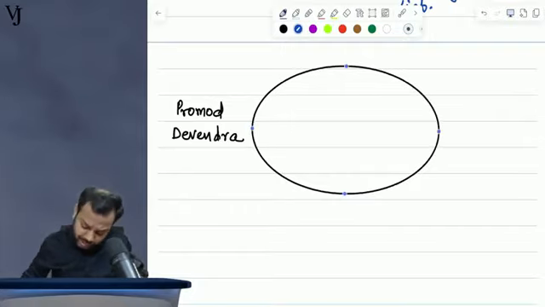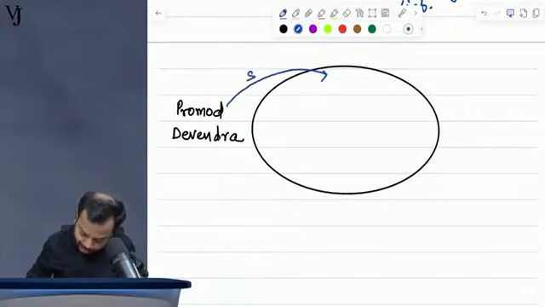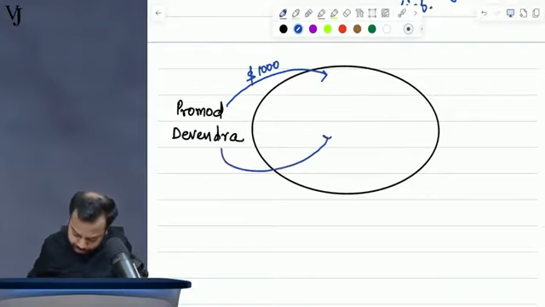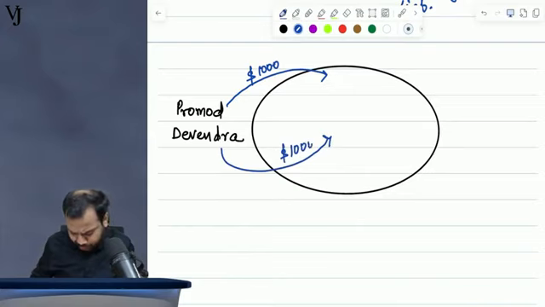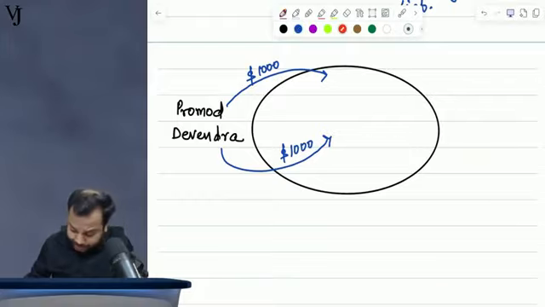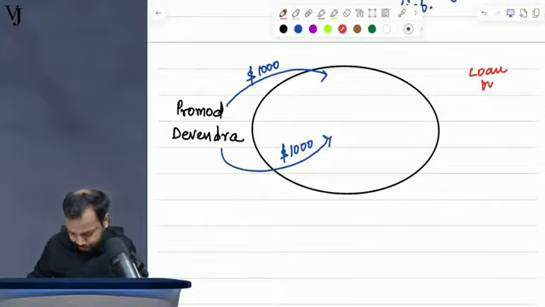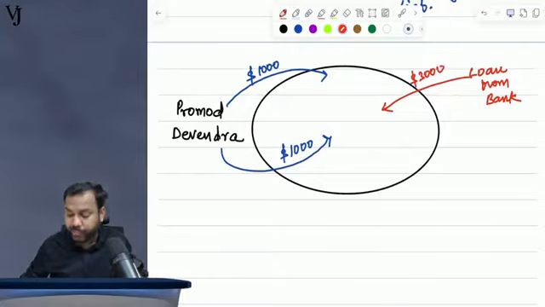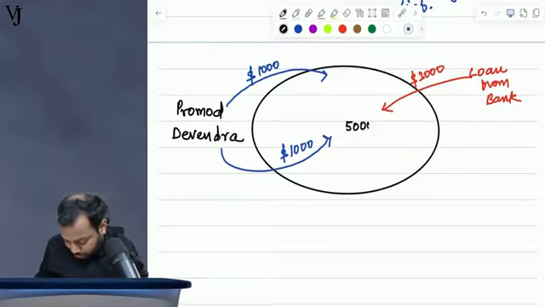Now to start their business, Pramod brought in $1,000 in the business, and Devendra also brought in $1,000. But there was a need of $5,000 in the business. So what they did is they took a loan from the bank. How much? $3,000. They took a loan from the bank, and they started their business with a capital of $5,000.